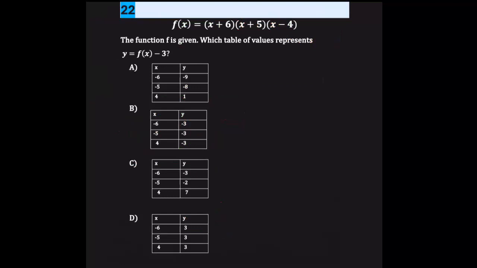Question 22. We have been given the function f of x, and the question is asking which table of values represents y equals f of x minus 3. The first term has x equal to negative 6 and y equal to negative 3, so negative 6 comma negative 3. The second has x as negative 5 and y as negative 3. The last one has x equal to 4 and y equal to negative 3. Let us see which table has these values.